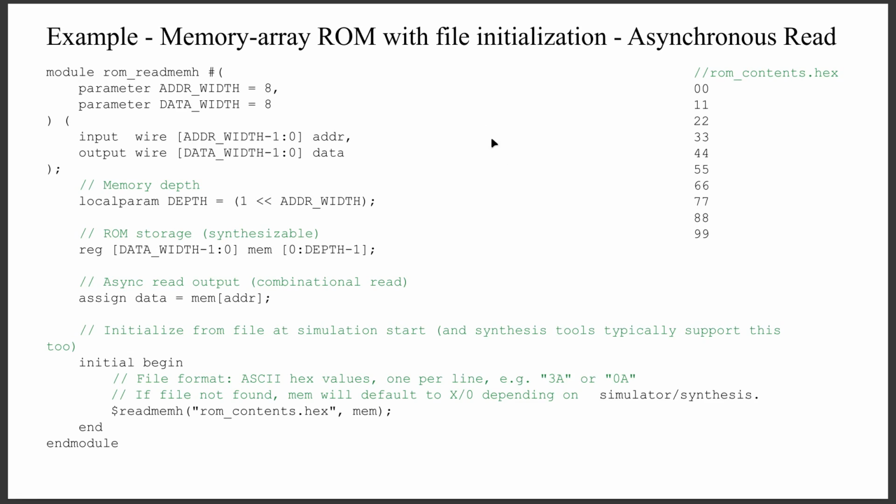Memory array ROM for file initialization. So we declare an address width and a data width parameter, an input wire and an output wire called address and data. We declare our memory depth, so address width will be shifted by 1. And then ROM storage, this is synthesizable. So we declare a register data width - 1 to 0 and a mem 0 to depth - 1.